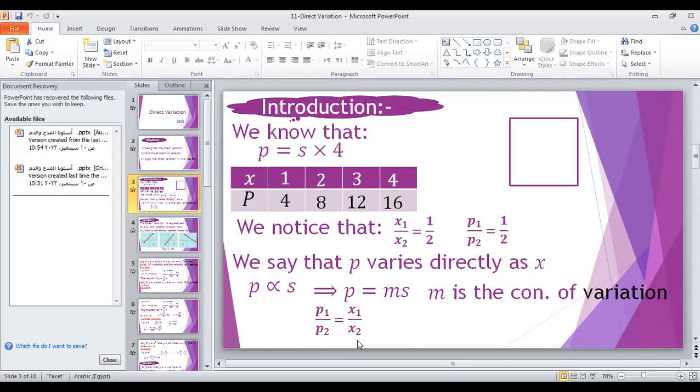Again, if I say that b varies directly as x, it means b equals mx. To cancel this sign and put equals, I must multiply x by a constant, and this constant is called the constant of variation. Then, if we have b varies directly as x, we write b equals mx. It means b1 divided by b2 equals x1 divided by x2. This is the meaning of varies directly. Okay?